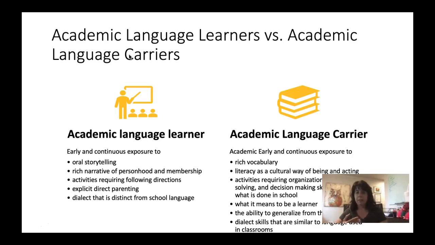Versus an academic language carrier, those are students who, from a family perspective, the family is modeling that same kind of rich language for English learning that is happening at school. So what that looks like is there's a rich vocabulary, there's literacy as a cultural way of being and acting, so it's just sort of naturally happening at home, just like it is at school. The activities that are requiring organizational problem solving and decision making really, again, match what's happening at school.